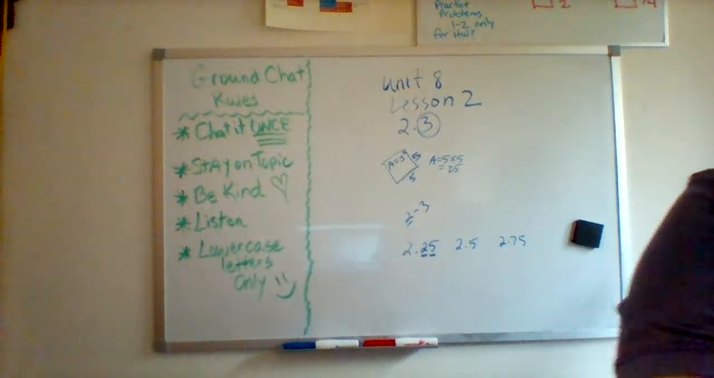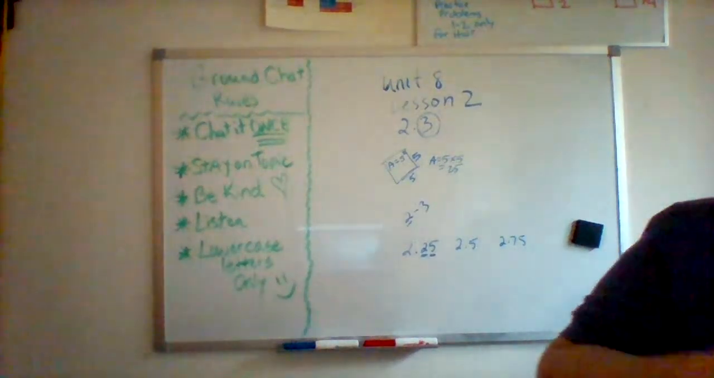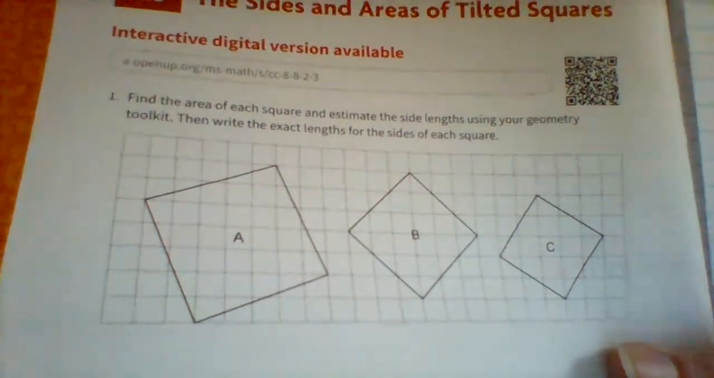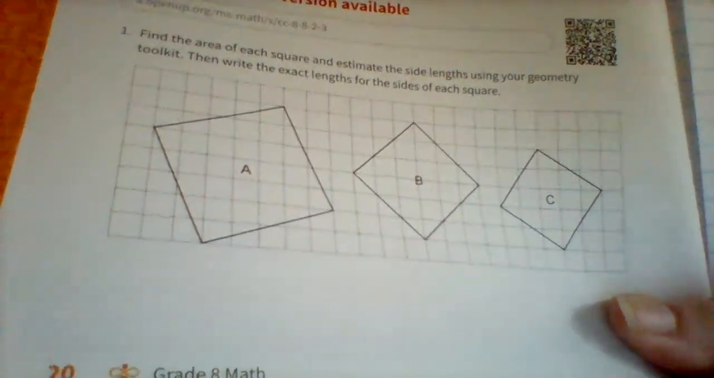If you guys are not 100% sure, this is where everybody should be. And there is a digital version for the graph later on, but this is where you guys should be. You're estimating the side lengths so that you can calculate the areas.